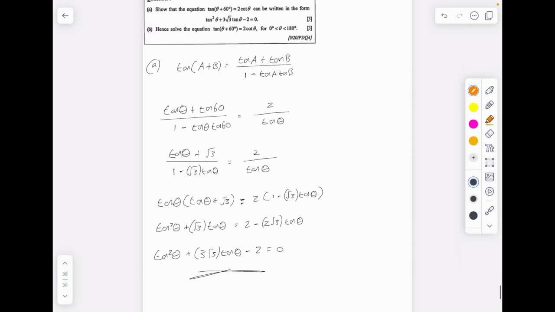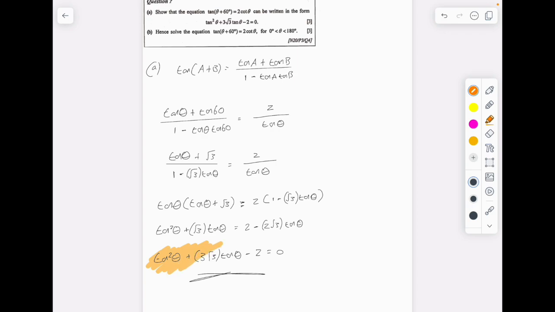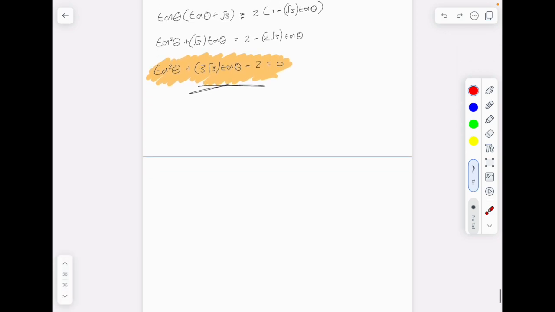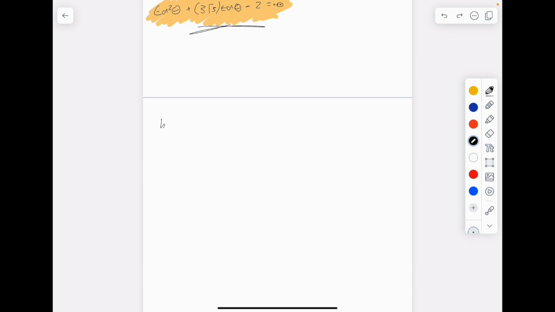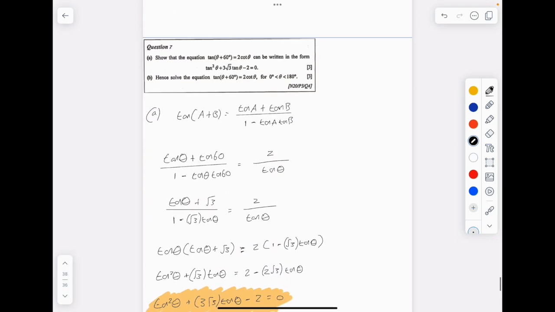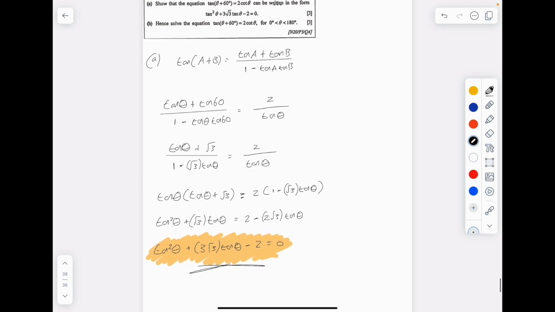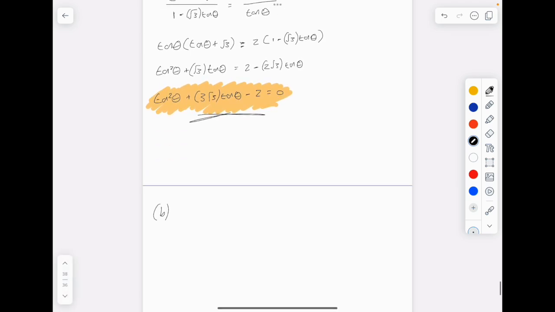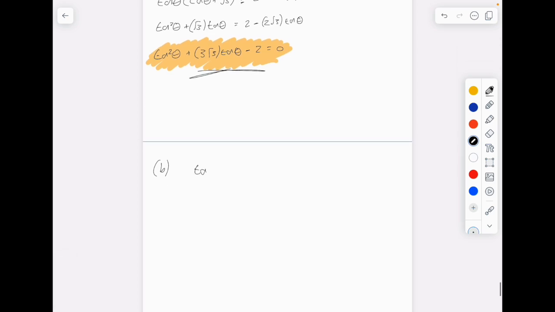We have shown that it can be written in this form. Now for part B, we have to solve for theta being between 0 and 180. So the way we're going to do that is the following. We can say that, okay, cool, we've got tan theta equals 2 cot theta. So what we're going to do here is we're going to say the following. Tan squared theta plus 3 root 3 tan theta minus 2 is going to equal 0.